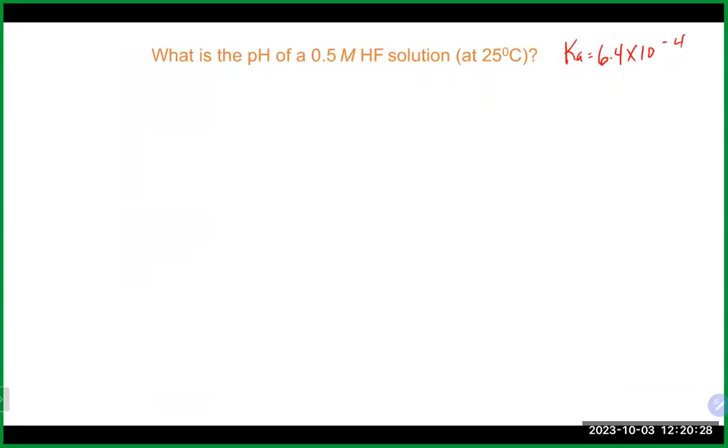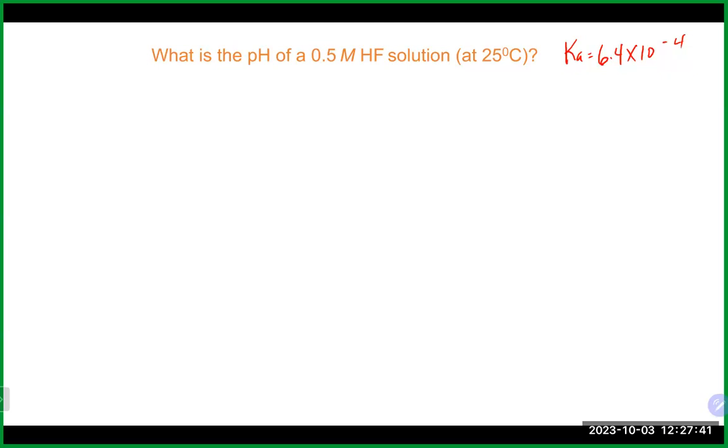All right, so as I mentioned, it's pretty much the same procedure, so go for it here. What is the pH of this solution? 0.5 molar hydrofluoric acid solution, Ka value 6.4 times 10 to the minus 4. Okay, let's take a look, see how you're doing.